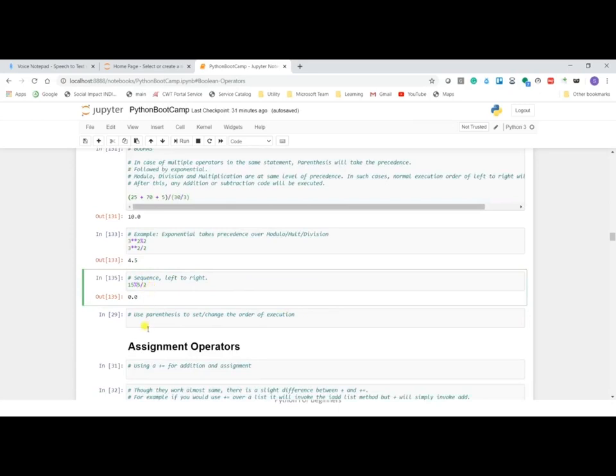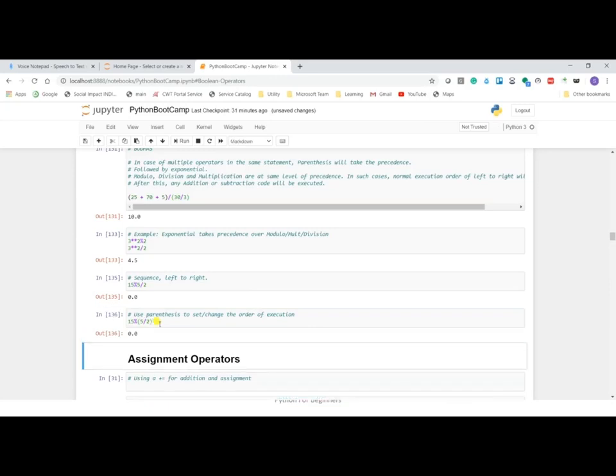If you want to change the sequence, suppose you want 5 divided by 2 to be executed first, then you know what to do. Just use parenthesis. So say 15 and then say you have mod, but keep parenthesis on the right and then say 5 divided by 2. So in this case, 5 divided by 2 is 2.5. 15 mod 2.5 would be 0. I mean, the output is the same, but the logic is this time 5 divided by 2 will get executed first.